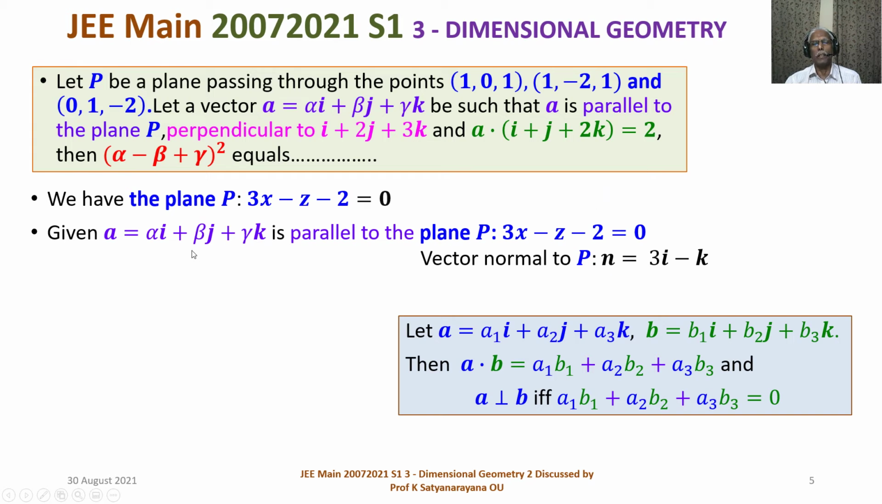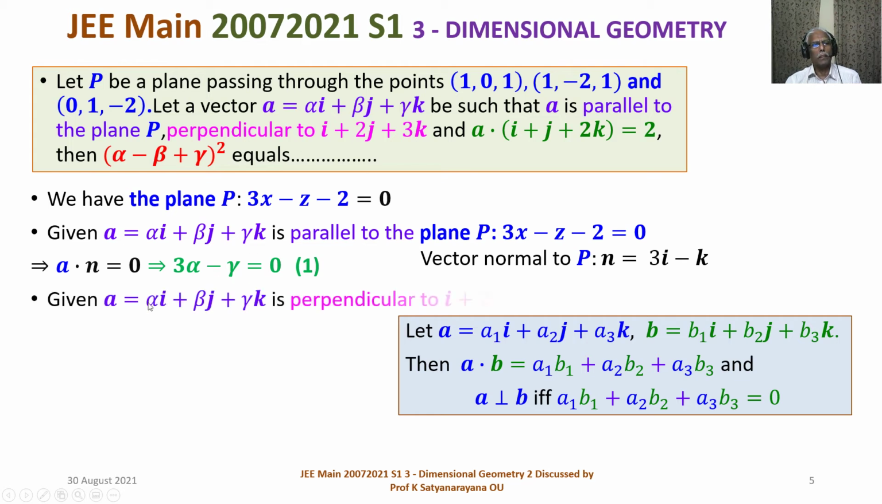Therefore, this vector is perpendicular to this normal. And we know the condition of perpendicularity. So therefore, A dot n is equal to 0 because A and n are perpendicular. And using this condition, you will get 3 alpha minus gamma is equal to 0.